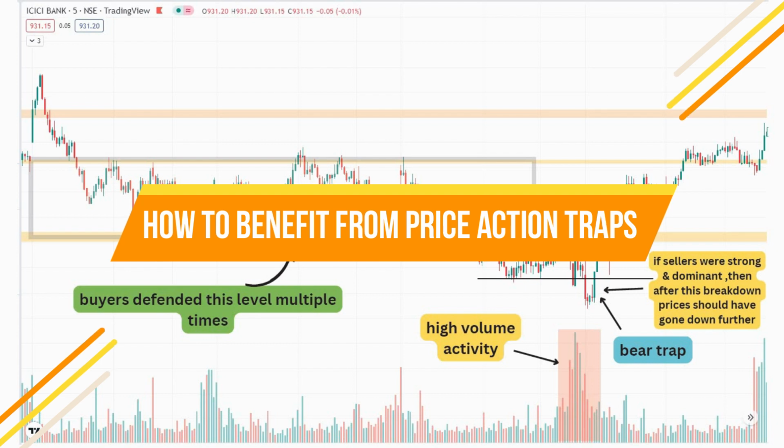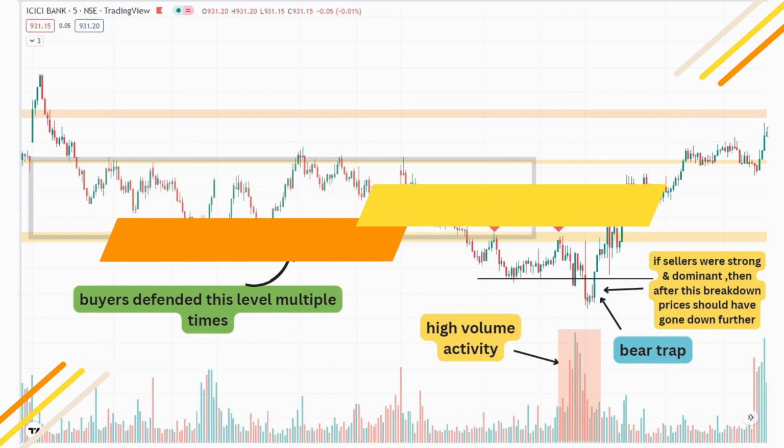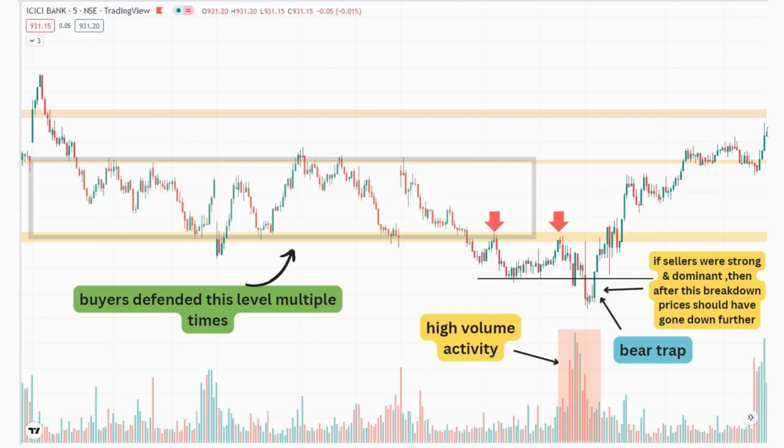So today is the second part of price action trading trap setups. In today's video we will discuss how to benefit from the stock market trading traps and how to use them to our advantage and look for low risk, high reward, high probability trade setups in the market. Okay, so let's start. This is the first example.